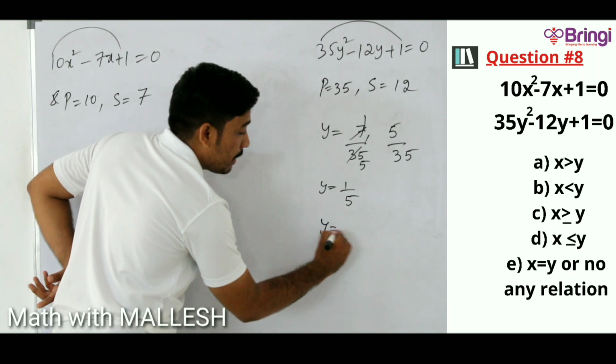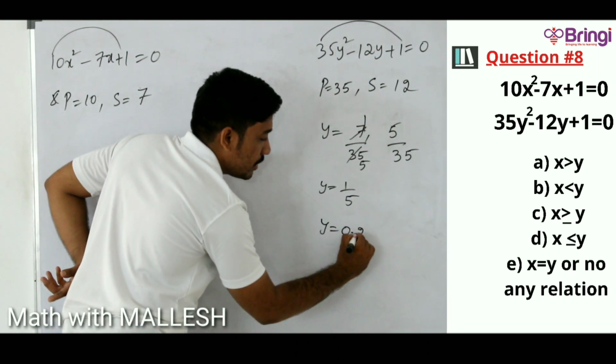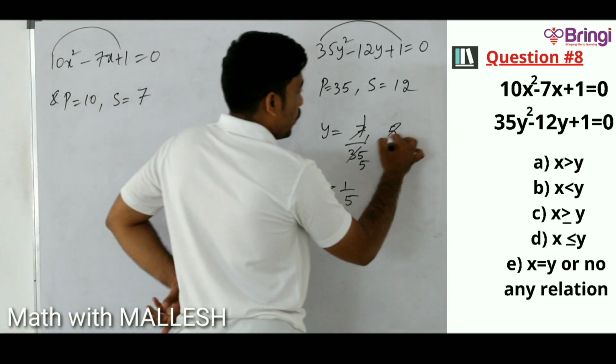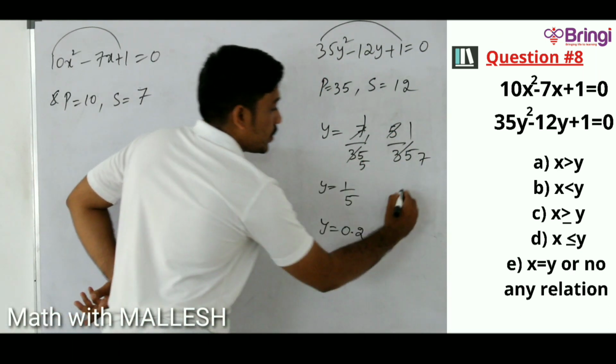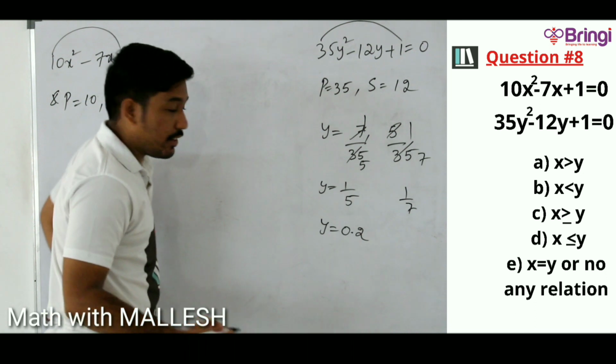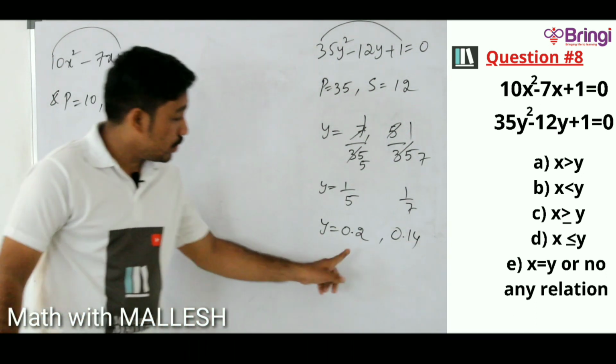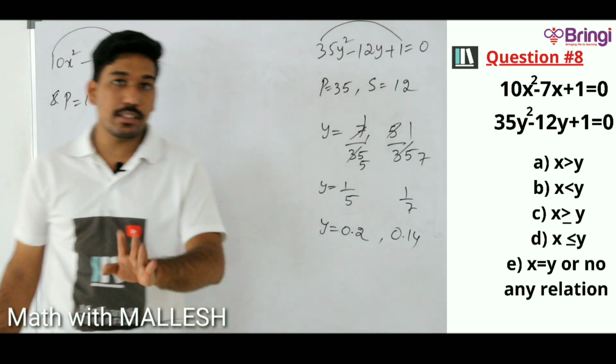What is meant by 1 by 5? 0.2. Next, 1 time and 7 times, so 1 by 7. What is the 1 by 7 value? 0.14. So y is equal to 0.2 and 0.14.